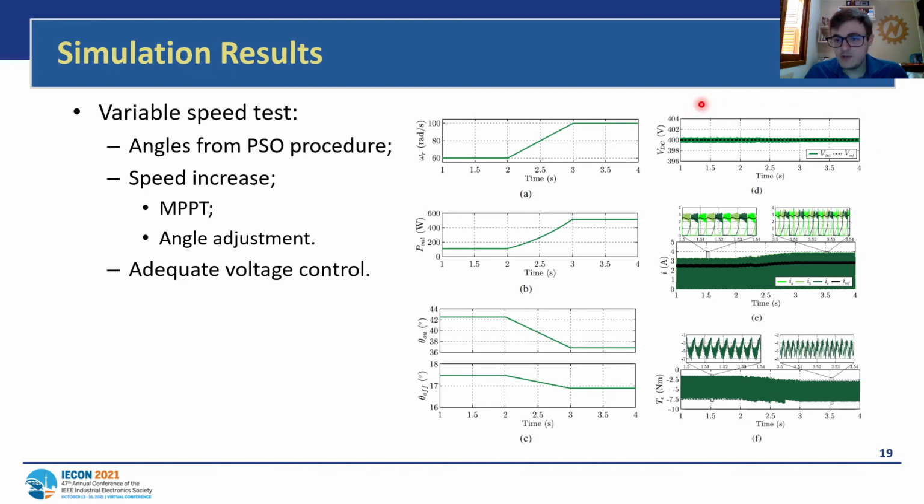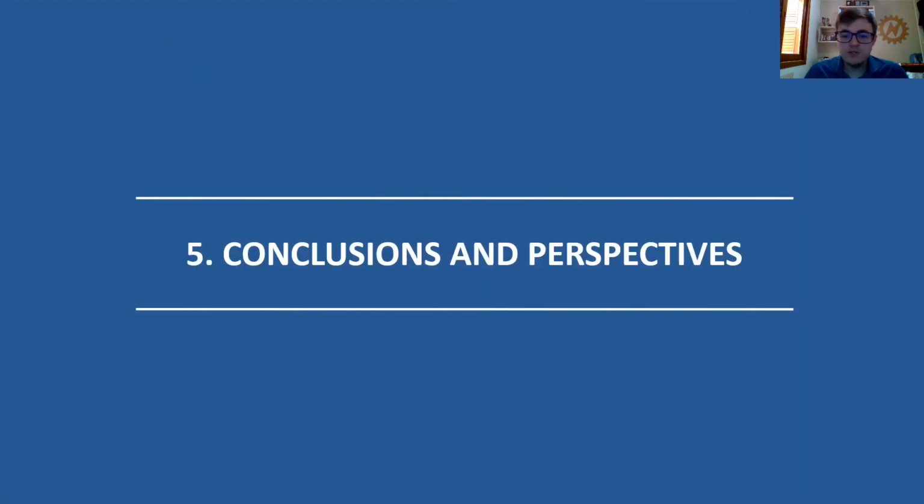We can see that the voltage controller will be able to adequately control voltage even under the variable speed and variable angle conditions. Here we have the current waveforms. We can see that they are adequately tracked by the hysteresis controller. And lastly, here we have the torque ripple, the output torque waveform, so we can see the behavior of that waveform. So the conclusions and future perspectives of this work.